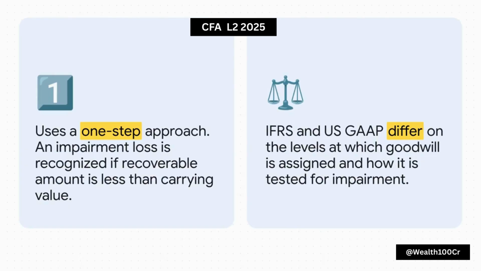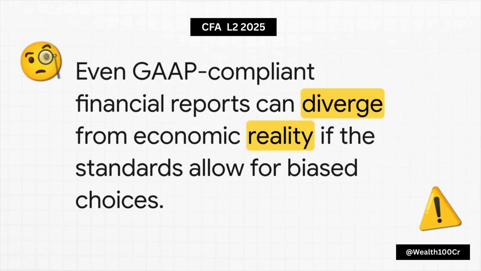And here we go again, another IFRS versus US GAAP showdown that you need to know. For impairment testing, IFRS uses a pretty direct one-step approach. If what the unit is worth is less than its value on the books, you take the loss. Simple. US GAAP has traditionally been a bit more complicated, using a two-step test. These different processes can actually lead to different outcomes, which is really important when you're comparing two companies reporting under different standards.